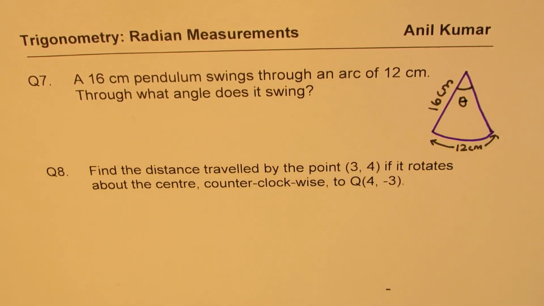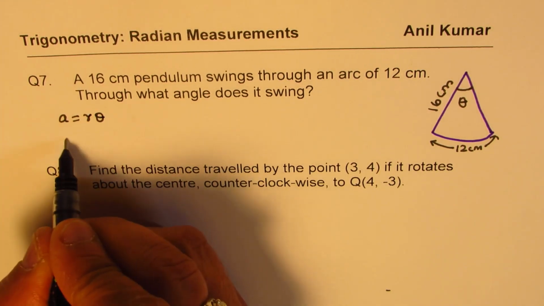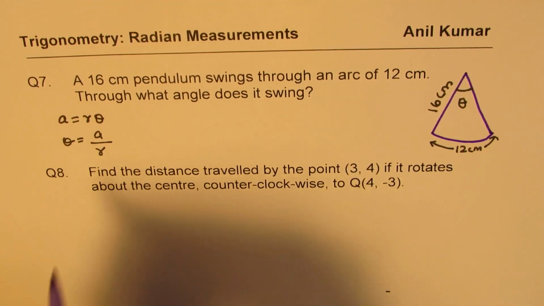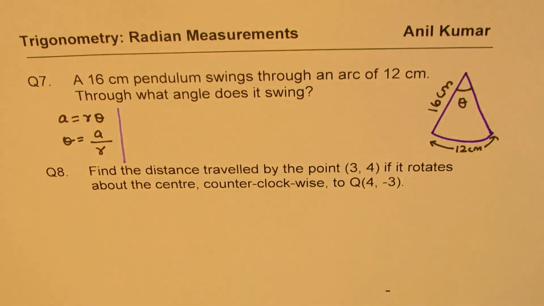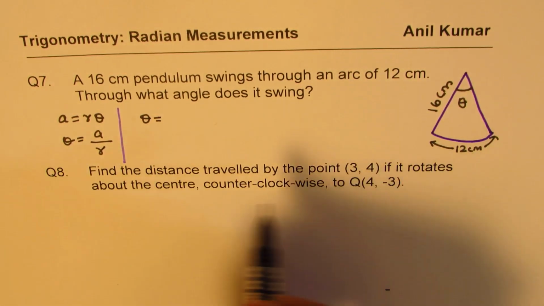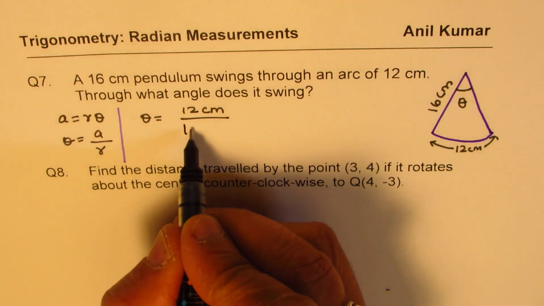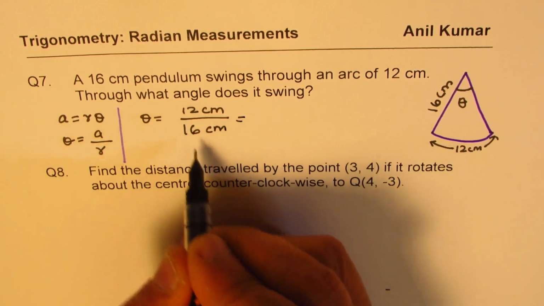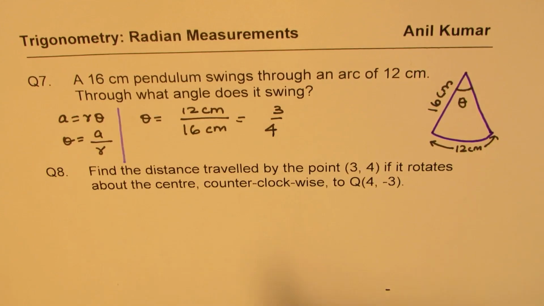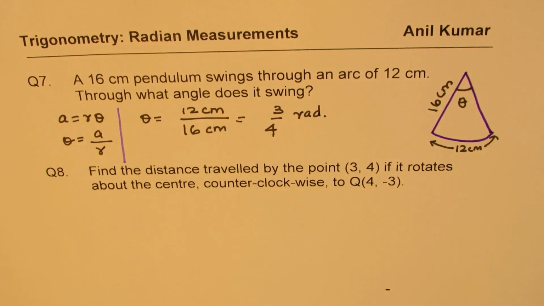Simple relation, right? So we know s equals r theta, theta equals the ratio of arc length over radius. So from here we can easily find the angle theta in radians. So we get theta as arc length of 12 centimeters divided by 16 centimeters, dividing both by 4, we get 3 over 4. You will notice that radians is always a ratio, right? So 3/4 radians, that is the answer.